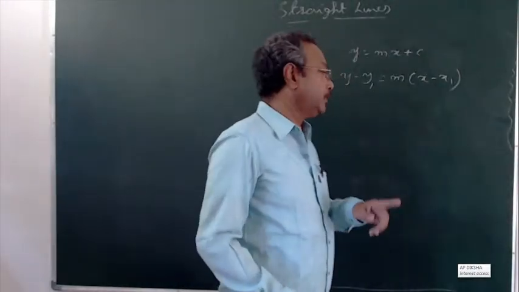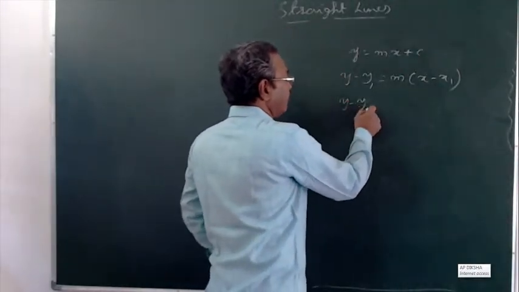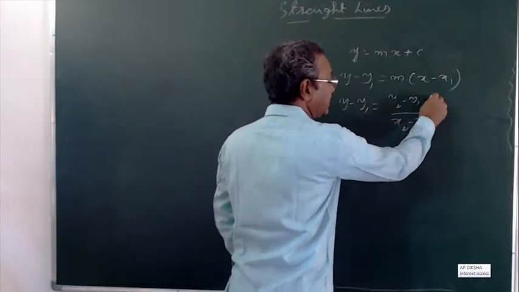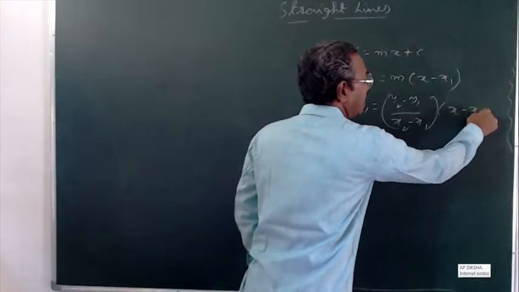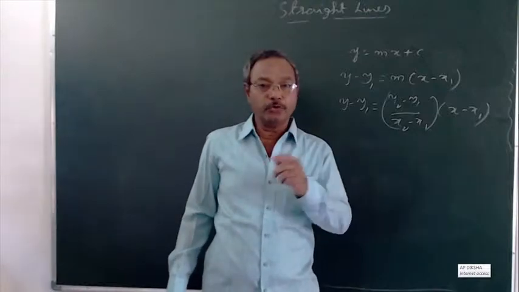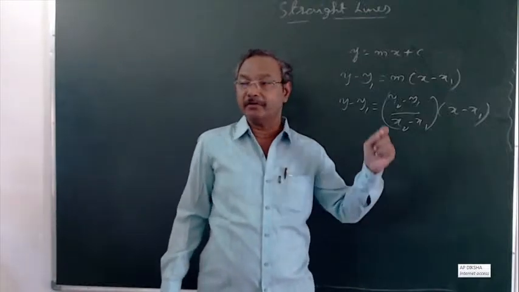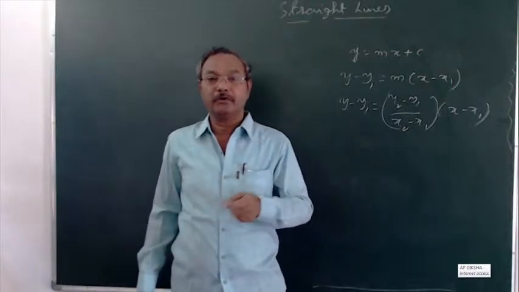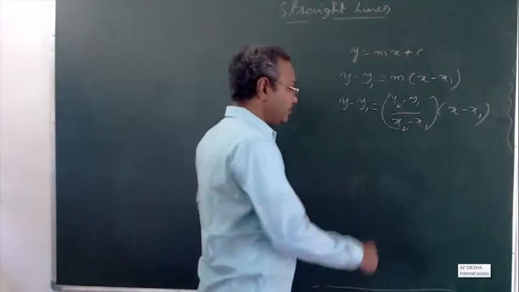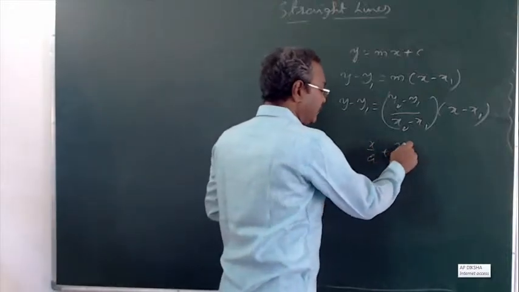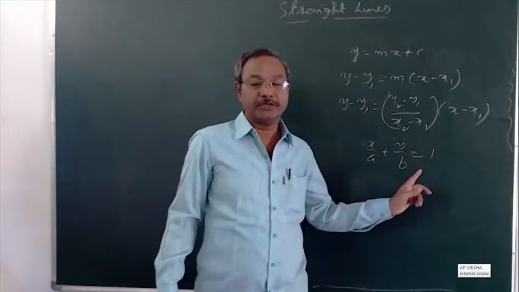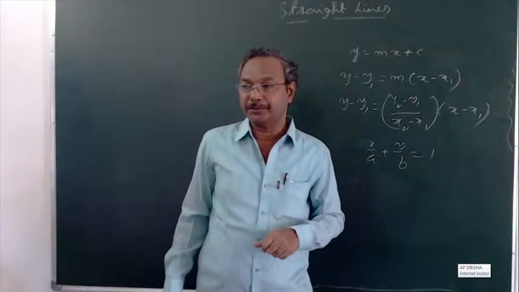And then the 2-point form, that is y minus y1 is equal to (y2 minus y1) by (x2 minus x1) into (x minus x1). And this is the equation of the straight line passing through 2 points, namely (x1, y1) and (x2, y2). And then we have derived the equation of the straight line in the intercept form, which is x by a plus y by b is equal to 1, where a is the x-intercept and b is the y-intercept.